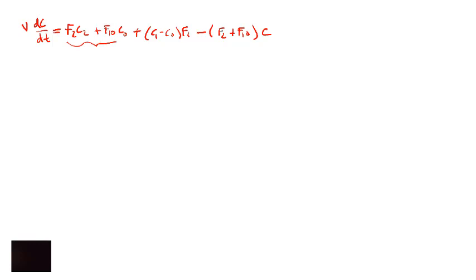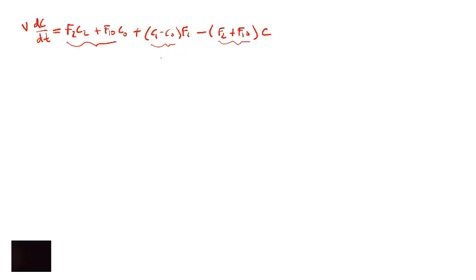Now I'm going to combine these together, and we'll have V times dC/dt equals F2C2, which was a constant from my equation, plus F10C0, which was a constant from the approximation, plus C1 minus C0 times F1, minus F2 plus F10 times C. You can go ahead and check it, but I rearranged it so that all my constants were up in front, then my constants in front of my input function, and then my constants in front of my output.